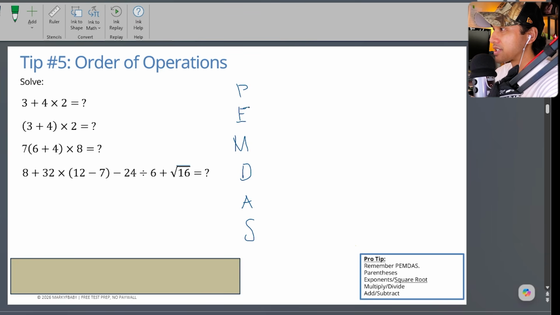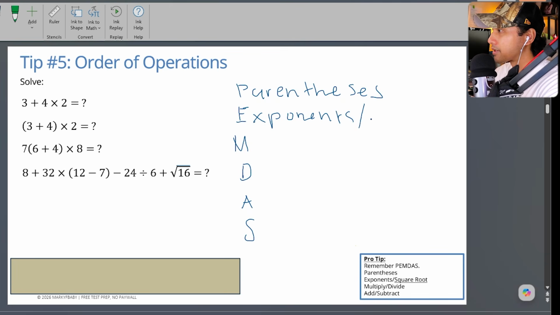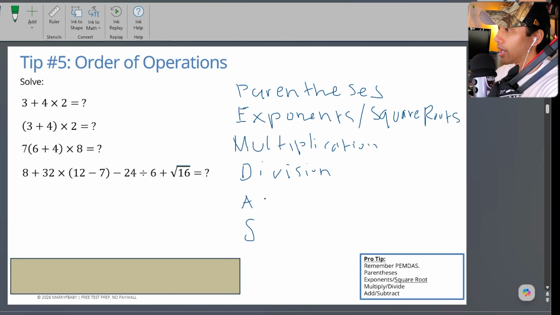And PEMDAS just means parentheses, right? Parentheses, exponents. And then also with exponents are square roots. Then you got multiplication, division, and you have addition. Oops. That looks like a B. But I'm not going to fix it. It's addition. And then subtraction.